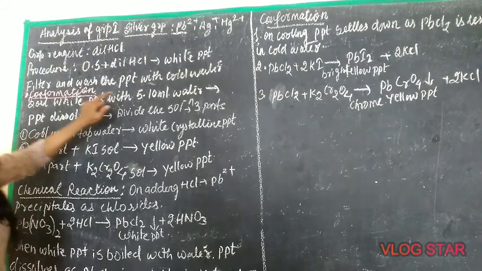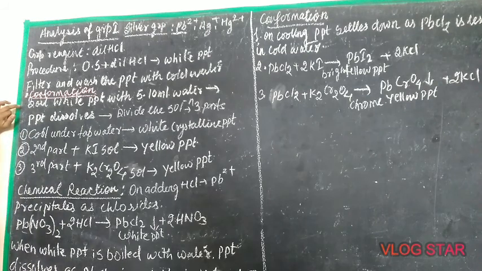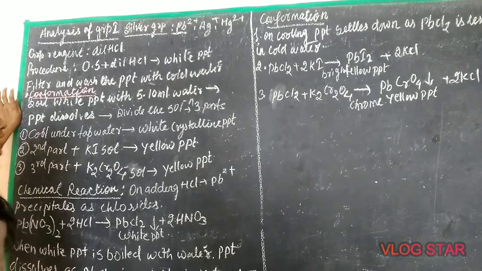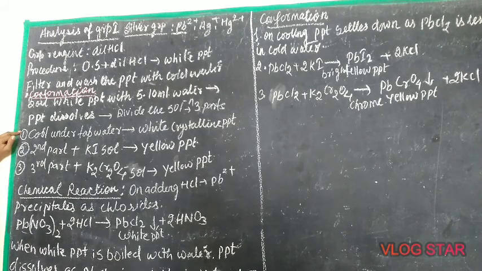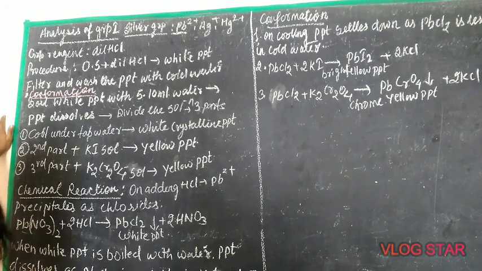Filter and wash the PPT with cold water. Now confirmation. Boil the white PPT with 5 to 10 ml water. The PPT gets dissolved. Now divide the solution in 3 parts. To the first part, cool it under tap water. White crystalline precipitate appears. It shows the presence of lead radical.